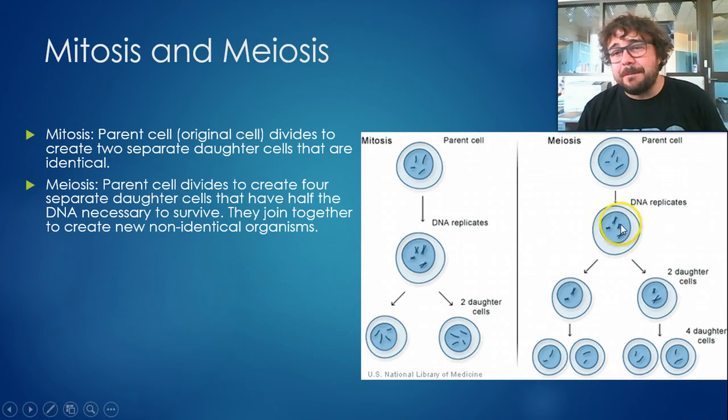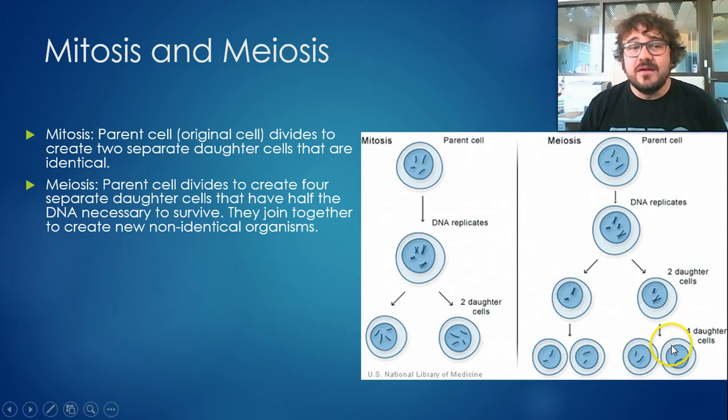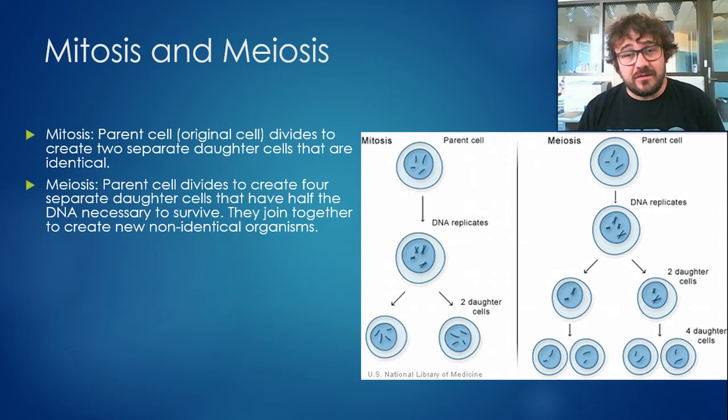Meiosis is a bit different. The parent cell divides to create 4 separate daughter cells that have half of the DNA they need to survive. In other words, here it's got 4 bits of DNA, and each of these has 2. It has half of the DNA it needs to survive. These will join with, so this one here will join up with another cell to create a new non-identical organism. All right, so a new non-identical organism.